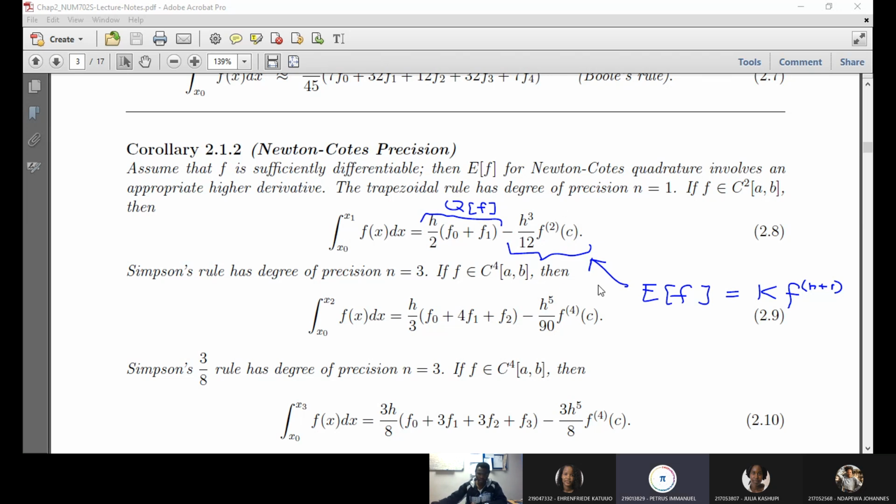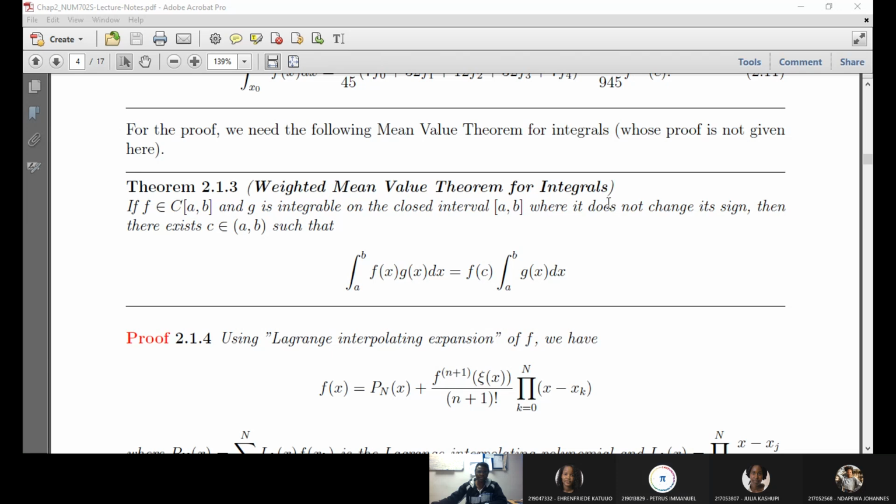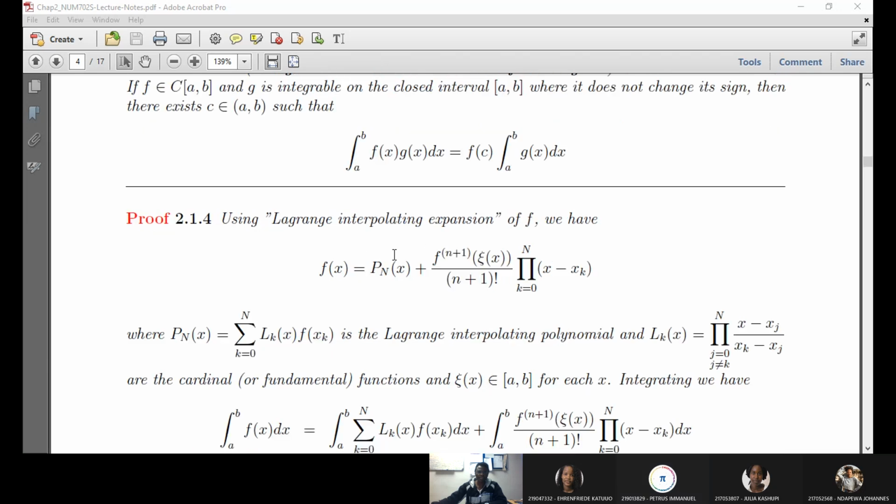So that's exactly what I was talking about. The knowledge of this will come from the knowledge of the error term when you express f as the sum of its interpolating polynomial plus the error term. So this weighted mean value theorem for integrals is what we use to integrate the error term. So this is the error term. And this first expression is the polynomial of degree n. This is the interpolating polynomial, or the Lagrange interpolating polynomial, if you want. And this is the error term.